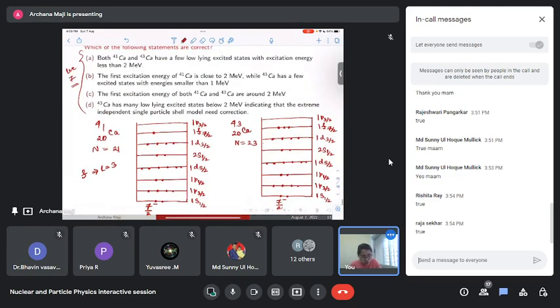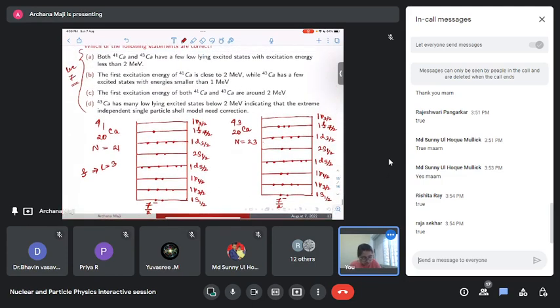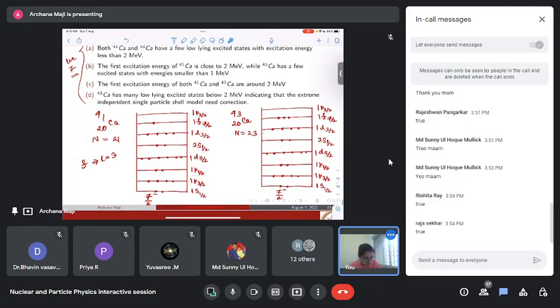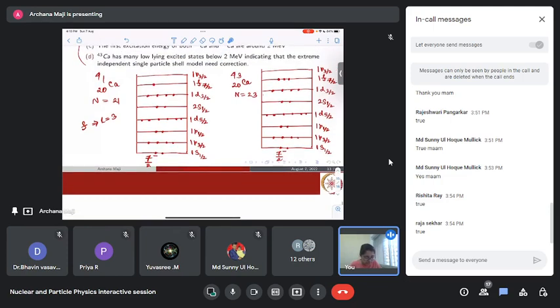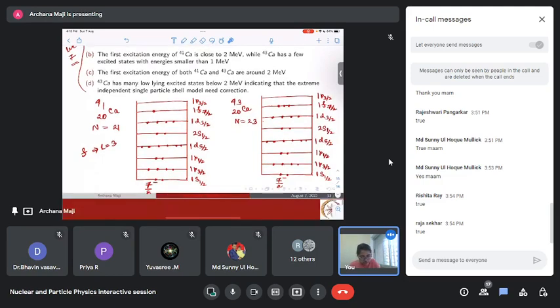Now all these options are talking about excitation energies. In order to get the excited states, as we saw, this particular nucleon has to be taken to some upper level. So for calcium 41 this neutron will be taken to 1p 3/2 in order to get the first excited state. Likewise for calcium 43, this unpaired neutron has to be taken to 1p 3/2. So let me draw the excited states as well.